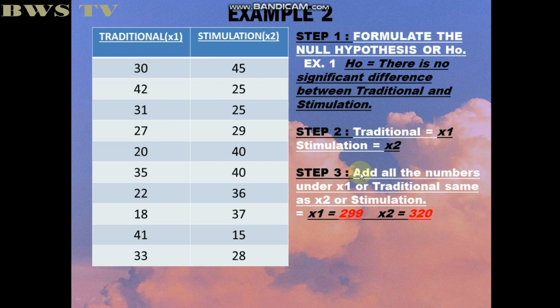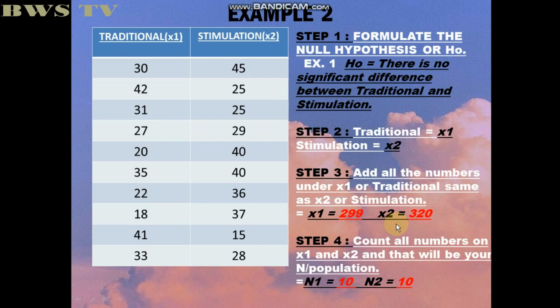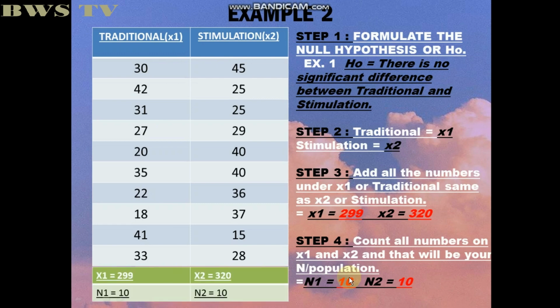Add all the numbers under x1. Same thing, so you have to add all of these, and the summation of x1 is equal to 299 and x2 is equal to 320. Count all the numbers in x1 and x2, that will be your population. That's the only difference, they're both 10.